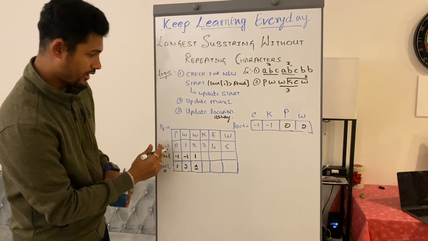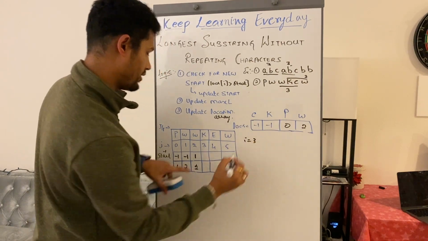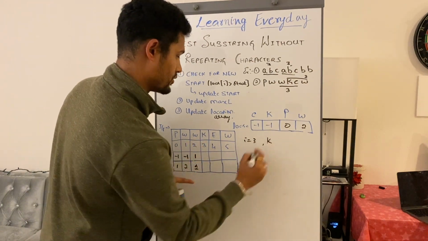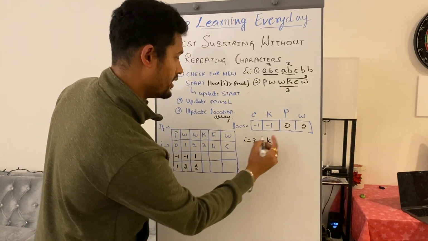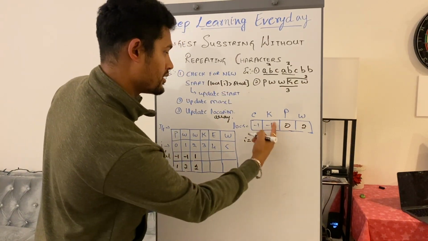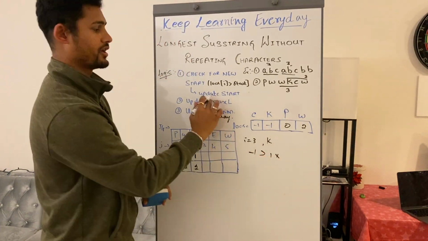So moving forward, when i is equal to 3, we encounter the variable k. First we check: is location of i greater than start? What's the location of i? Location of i is minus 1. So is minus 1 greater than 1? No. So we don't update our start variable.